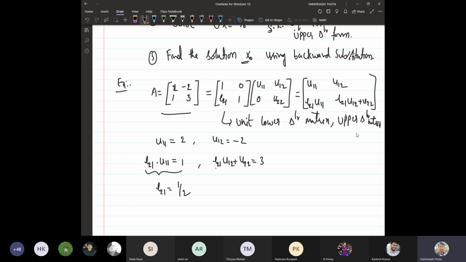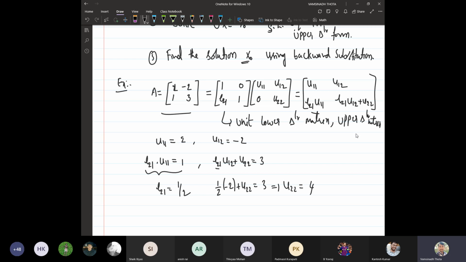Now using this one, L21 it is already done. L21 is 1 by 2. So 1 by 2 times U12, that is -2, plus U22 is equal to 3. So this will give you U22 is basically equal to -1 plus U22 equal to 3, so it will come, U22 is 4.